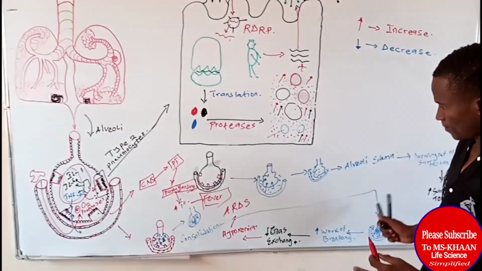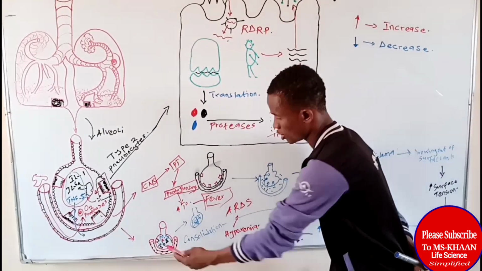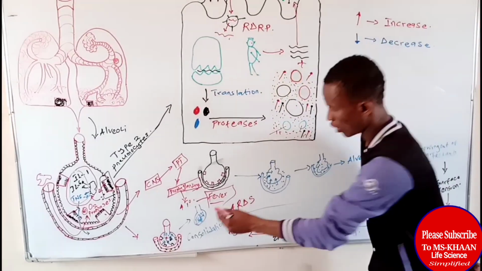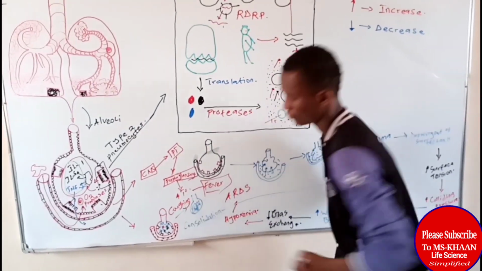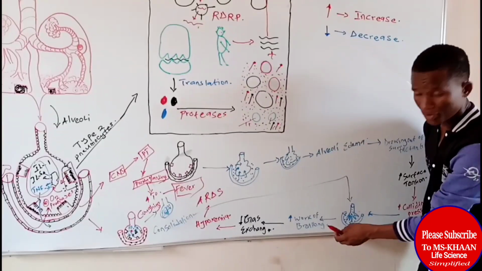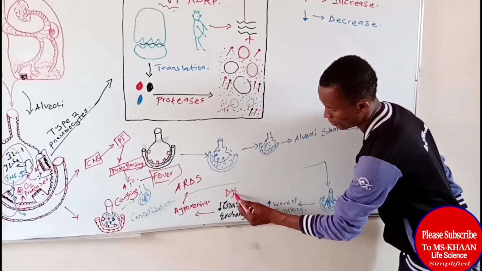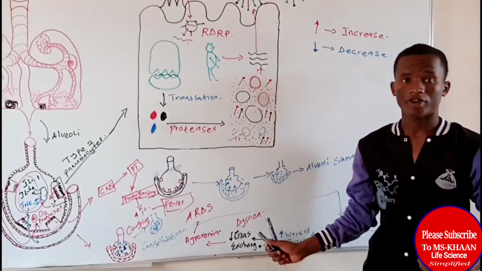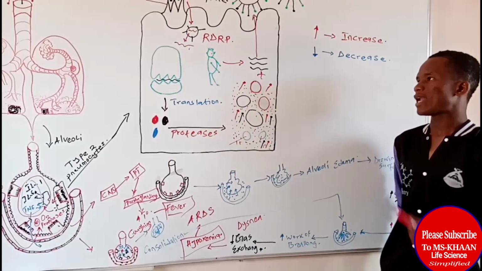Another symptom is that with this consolidation, the fluids that accumulate in the alveoli, the patient will try to cough it off. Another thing is that the increased rate of breathing will lead to increased gas exchange. Dyspnea, shortness of breath, is another symptom of COVID-19 infection. Hypoxemia is also another symptom.